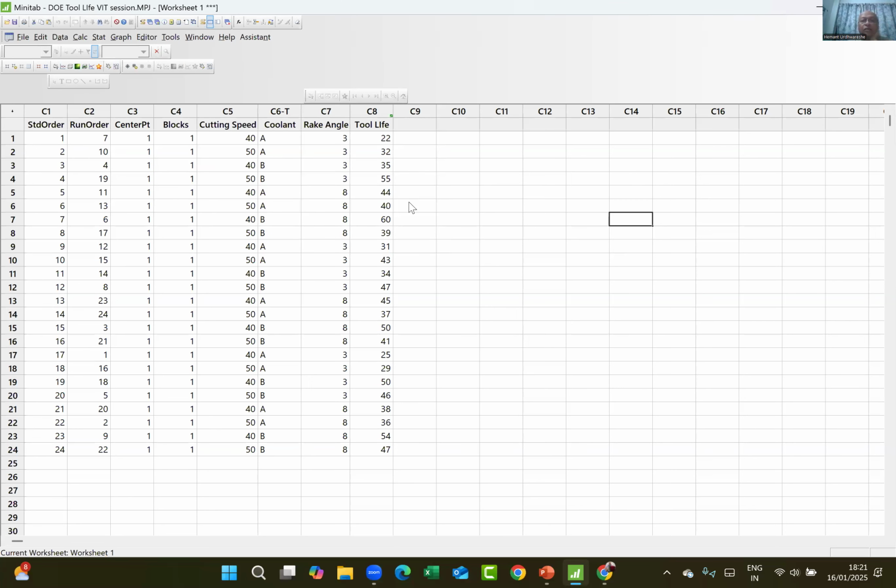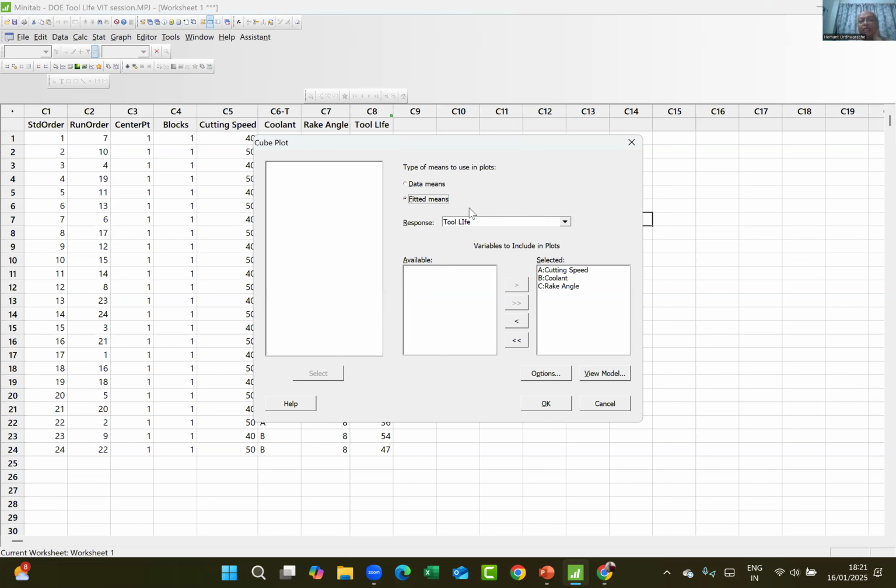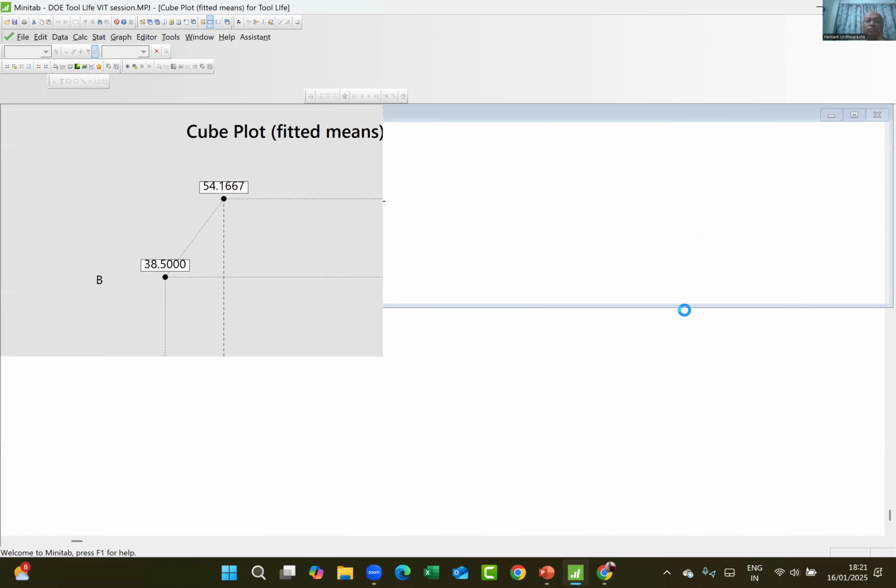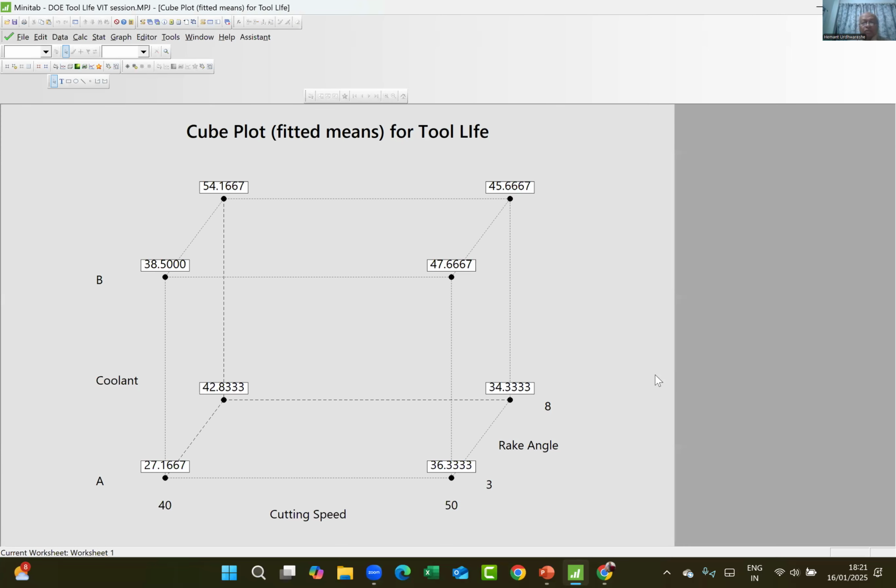So, and this is fitted means, so predicted means will be shown here. So tool life. So it will be something like this. So this is how it is. So you got cutting speed on the x-axis, then you got coolant on the y-axis, and then you got rake angle on the third axis. And these are the mean values at each corner.